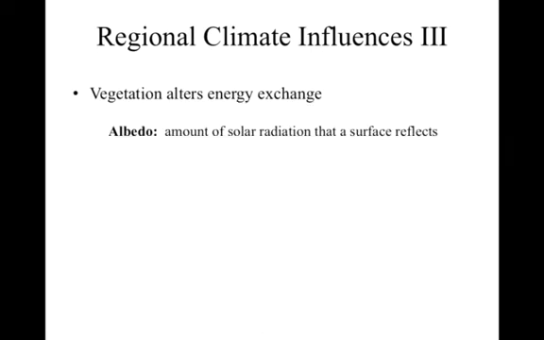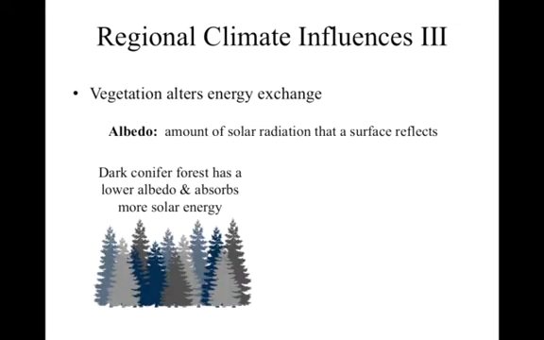All right. So oceans matter, mountains matter. The other thing that influences regional or local climate is vegetation. And generally vegetation does this by altering energy exchange. There are two ways in which vegetation can alter energy exchange. One way is by affecting what we call albedo. Albedo is the amount of solar radiation that a surface reflects.